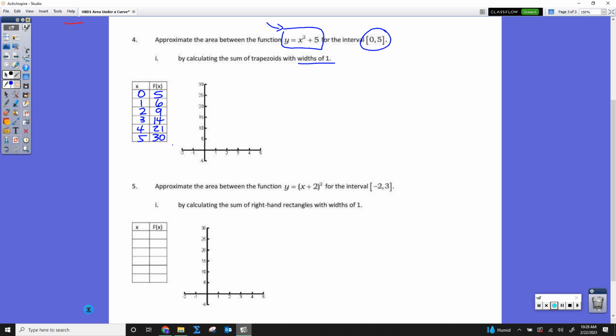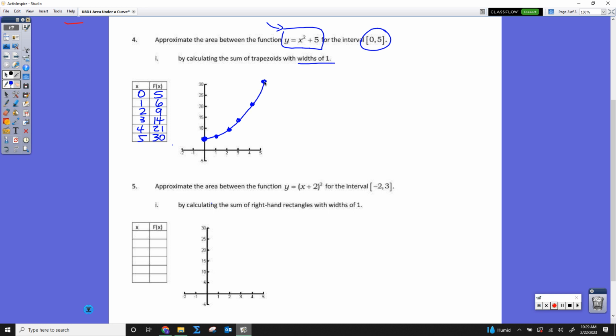So now we have those points. Let's go ahead and plot them on our graph. 0, 5. 1, 6. Not much of a difference there. 2, 9. 3, 14. 4, 21. A little lower. And then 5, 30. So you can see this quadratic that we're interested in.